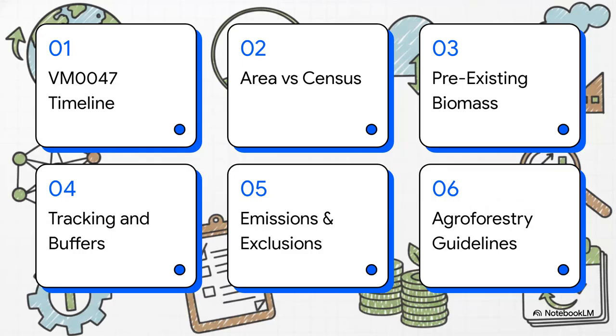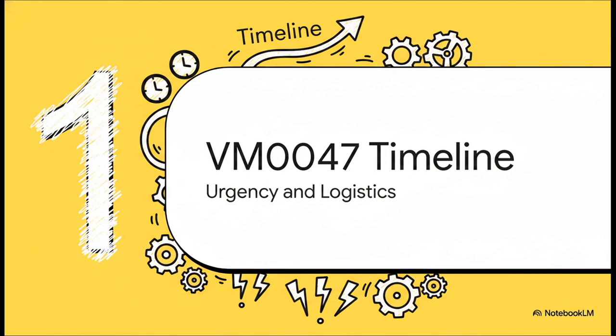Here's our roadmap for today. We'll be looking at the VM0047 timeline, the area versus census approaches, measuring pre-existing biomass, tracking and buffers, emissions and exclusions, and finally, those crucial agroforestry guidelines. Let's go. All right, part 1, the VM0047 timeline.